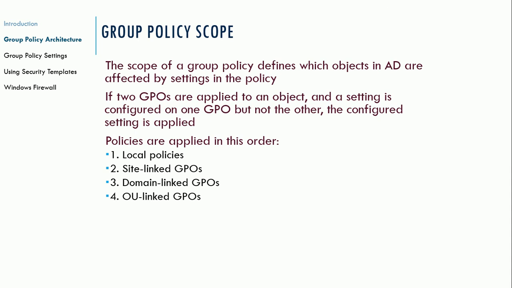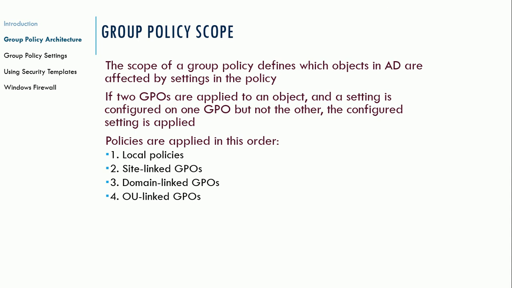So that would be a site. And then you might have a domain. A site link could be global across the entire forest. And then a domain might have some specific policies, and then the OU might have some very specific policies. So that's how you want to think about how you're going to apply your group policies.